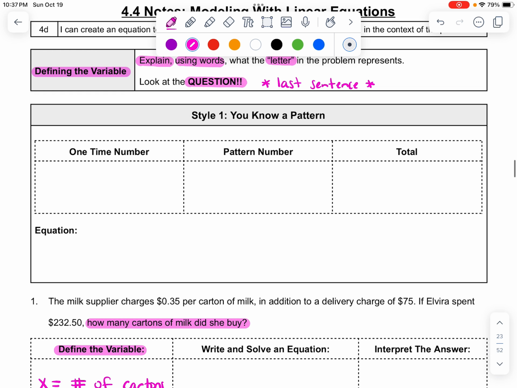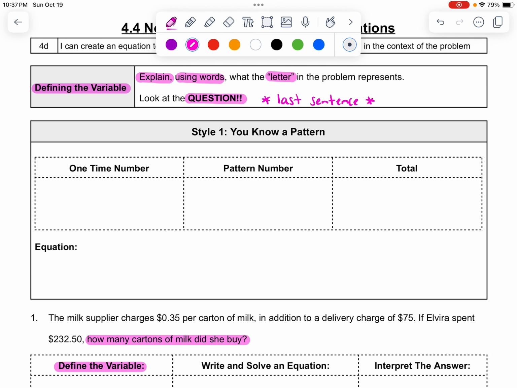Now let's get to the how do we write the equation. These types of problems are going to come in 2 styles. For style number 1, you're going to know a pattern. There's going to be something that happens over and over and over again. In these styles of questions, there are going to be 3 important numbers that you're going to need to find. There's going to be a one-time number, which is a fee or a charge or a cost or a number that only happens once. It could also be the starting number that you had because you're only going to have that number at the beginning. It's only going to happen once.